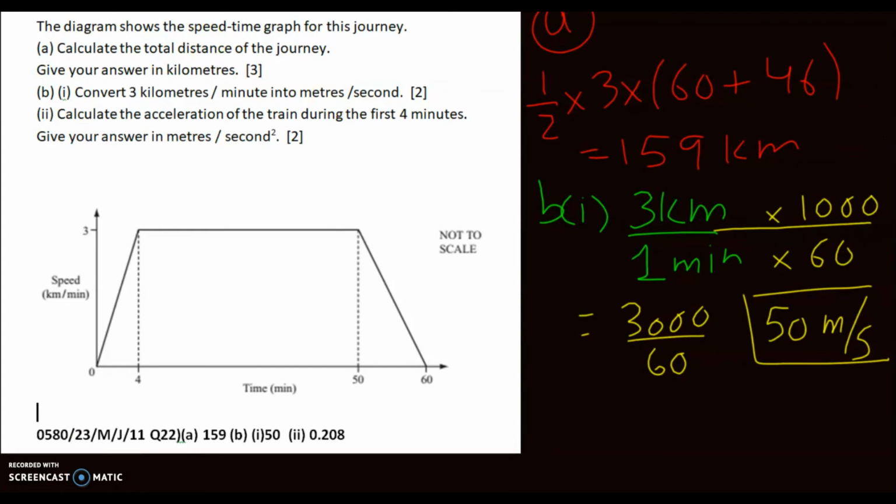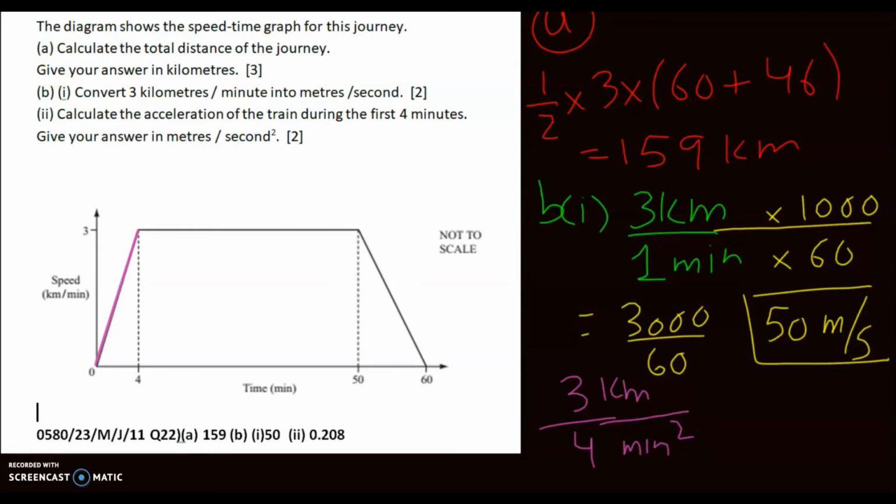Okay, part 2, calculate the acceleration of the train during the first 4 minutes. Okay, so acceleration is rise over run. So it is going to be 3 upon 4. So 3 upon 4, the unit will be kilometers per minute square. Now the question says, wait a second, kilometers per minute square.